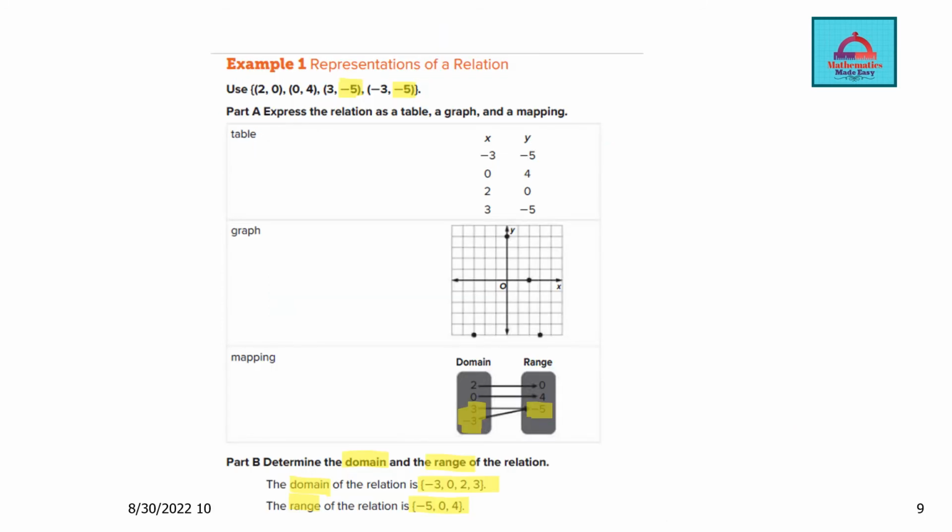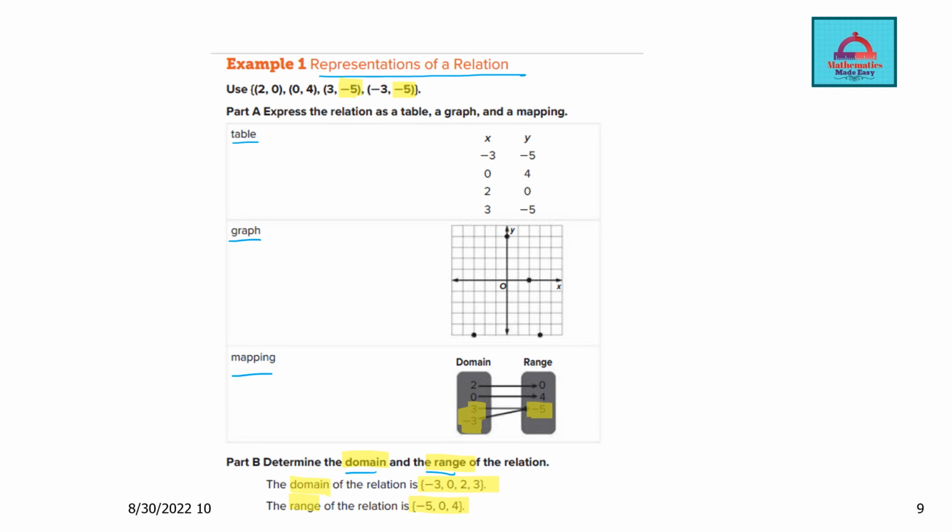Now let's take an example from your math book. This example is on the topic of representations of a relation. So use the coordinates 2 comma 0, 0 comma 4, 3 comma -5, -3 comma -5 to write in the form of table, graph, mapping, and then determine domain and range. Very, very easy. Domain and range, I hope now you have all understood.